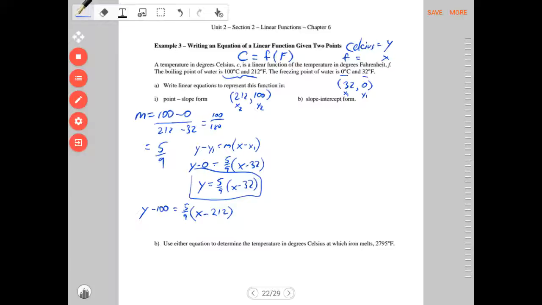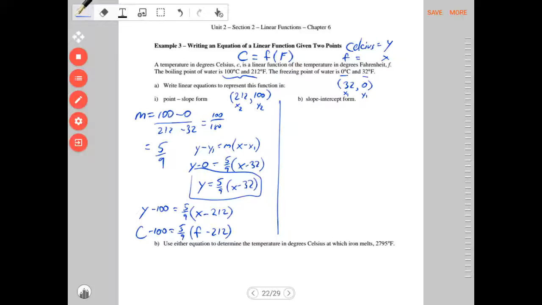So that's good. The other thing you could do is the y's are degrees Celsius, so we could have put degrees Celsius minus 100 equals 5/9 times Fahrenheit minus 212. If I really wanted to do that, I could put those letters in. We don't have to be stuck on the x's and y's, but it's okay.